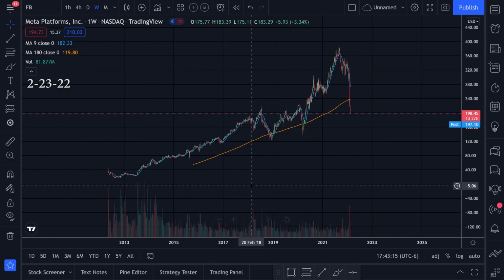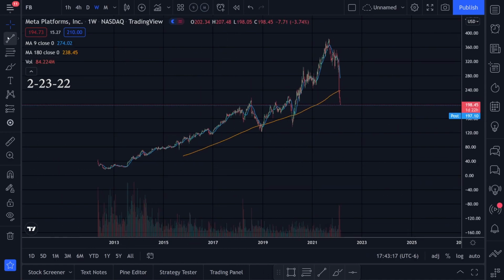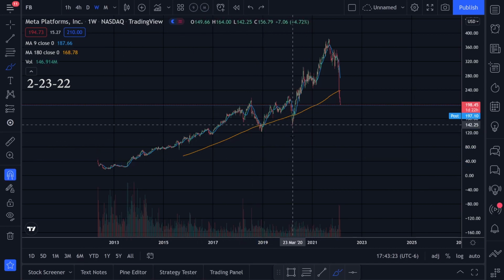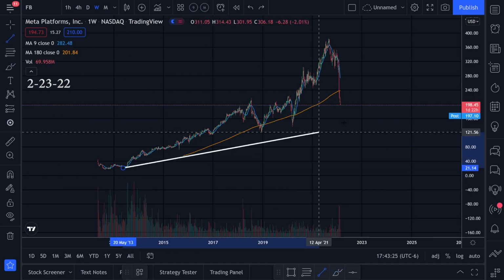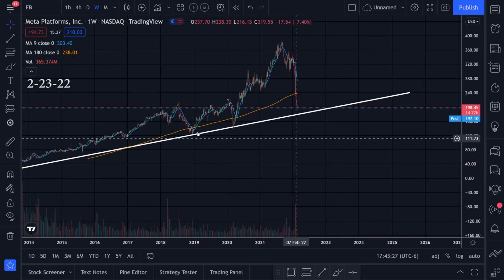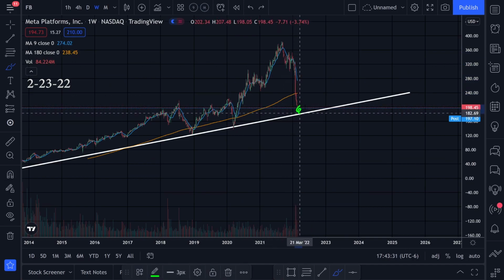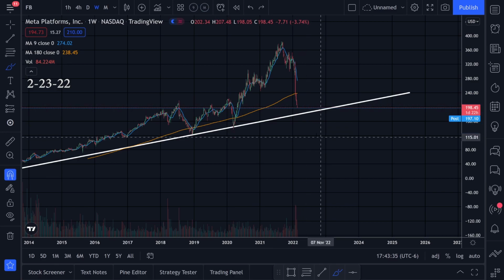Okay, so the first thing I look at, we're going to delete everything and start from scratch. The first thing I'm looking for is a bottom. We have support, support, support. Let's go ahead and do a trend line on those bottoms right here. Basically, now that we're trending down, I'm thinking that this could be a possible place that we could get a bounce. If we break through this trend line, I'm thinking it's going to go even lower.